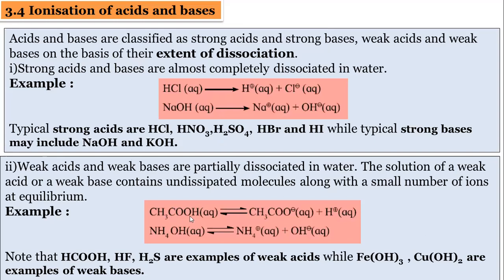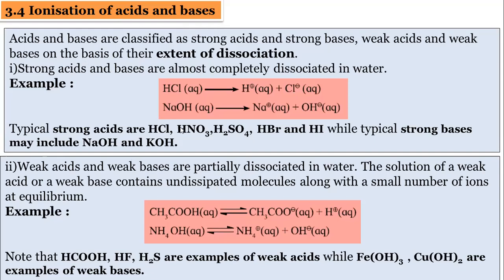But if you take the example of weak acid and weak base, two examples are given here. See, acetic acid is a weak acid. If it is dissolved in water, it will be partially dissociated. This double-headed arrow indicates it is partially dissociated. What is the meaning of this double-headed arrow? This indicates the equilibrium between ions and unionized molecules. That's why the double-headed arrow is shown. It is not completely dissociated.